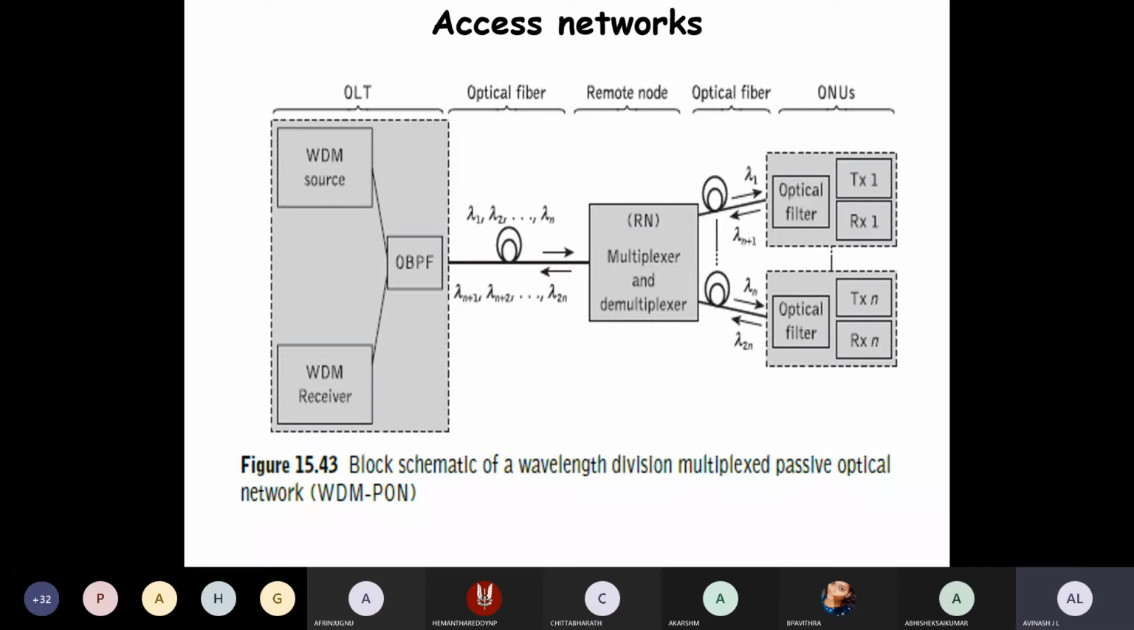See, the OLT will be there, so the WDM source and WDM receiver will be there, and the OBPF will be there. After that, the optical fiber will carry the signal, and the multiplexer and demultiplexer, that is a remote relay node, will be there. Now once again optical fiber will be there, and the ONU is the optical network unit, with an optical fiber transmitter and receiver. See, this is the connection.